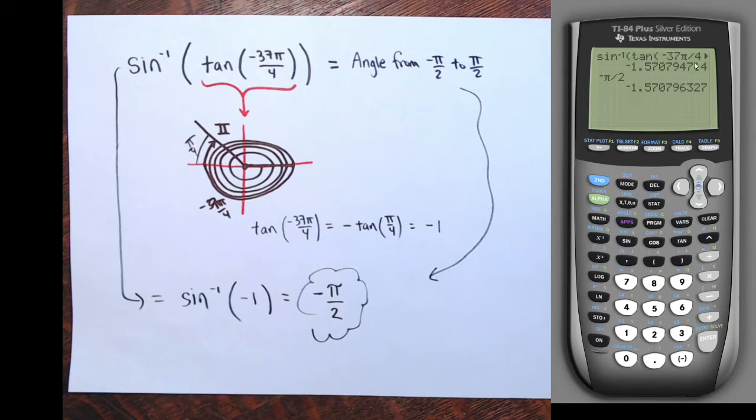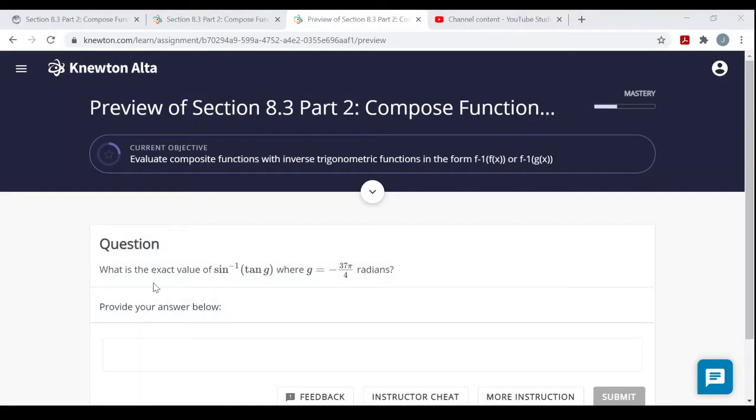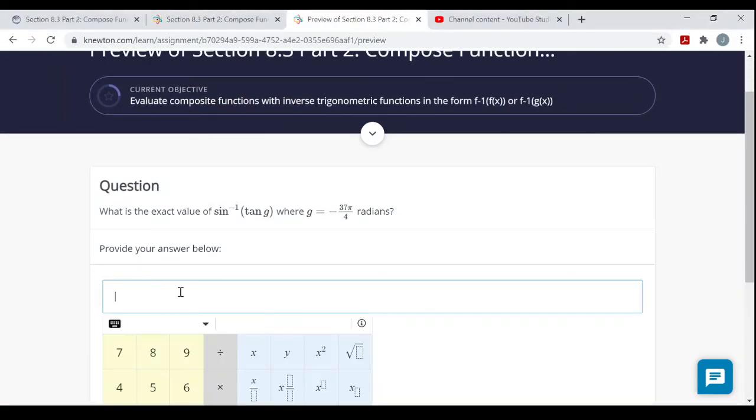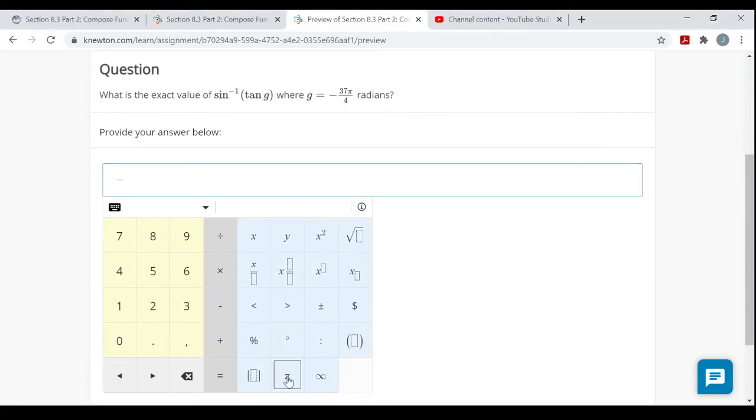So it's only off here at the end again because of the way calculators round things. But yeah, we're looking good. Negative pi over 2, especially at these 90-degree marks. Negative 90 degrees. 90-degree marks are iffy for calculator work. So back on the website, what I'm going to enter here is negative pi over 2.